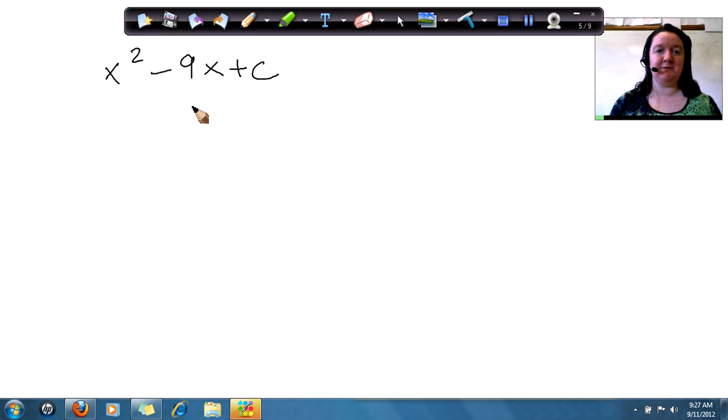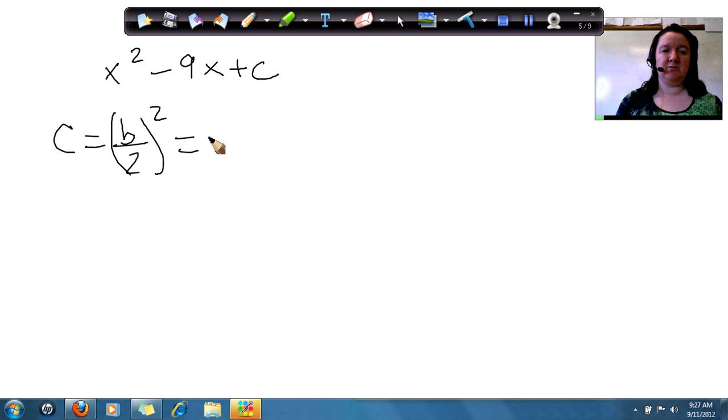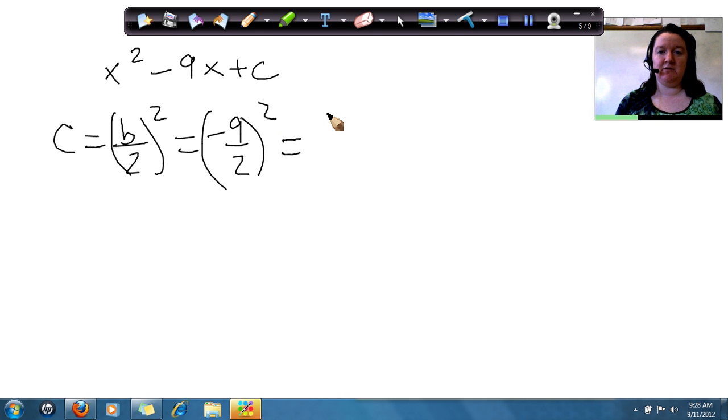Let's look at one more example. Here we know our c value is equal to the b value divided by 2 and squared. So I'm taking a negative 9 divided by 2 and squaring that. Now because I'm dealing with a fraction, I'm actually going to write it as a fraction. I'm going to take 81 over 4, because if I take a negative 9 and square it, it gives me 81. If I take 2 and square it, it gives me 4.